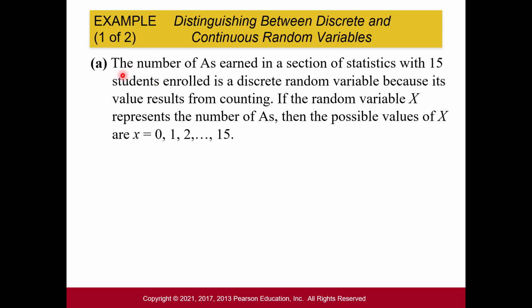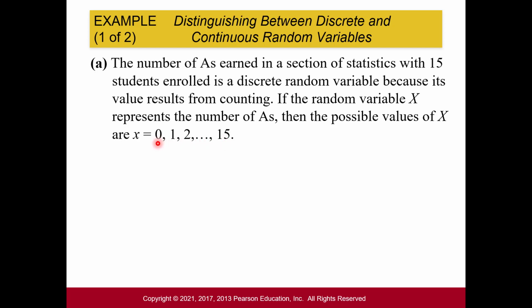So now let's look at an example where we distinguish between the two types of random variables. So part A, the number of A's earned in a section of statistics with 15 students is a discrete random variable because its values result from counting. You'd be counting the number of students. If the random variable X represents the number of A's, then the possible values of X are X equals 0, 1, all the way up to 15.